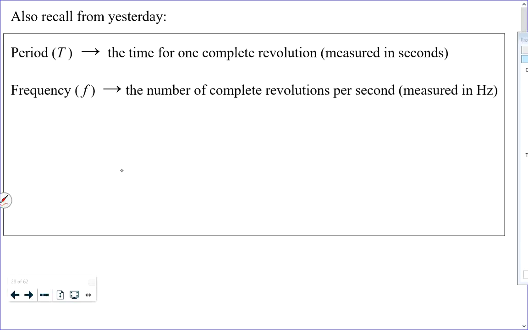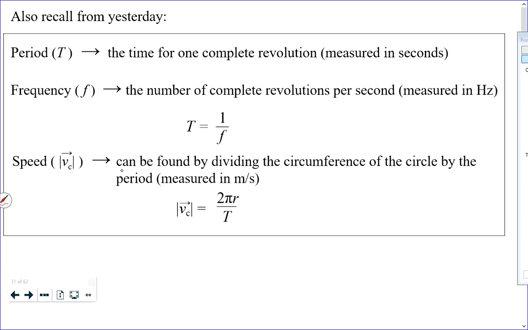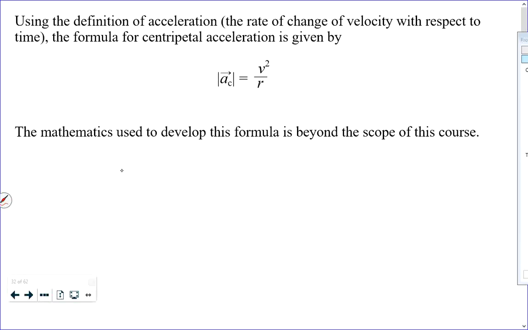Also from yesterday, here are the formulas. We just went over these, so that's where we are right now. Take a look at the top of the next page, please.